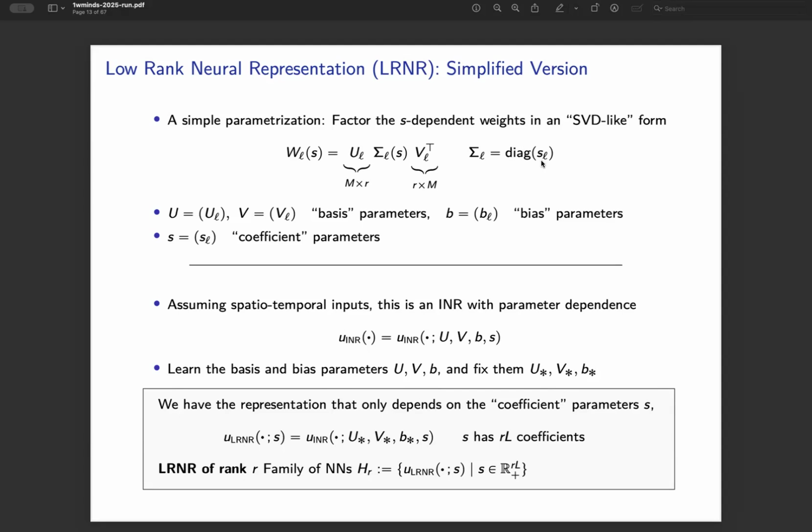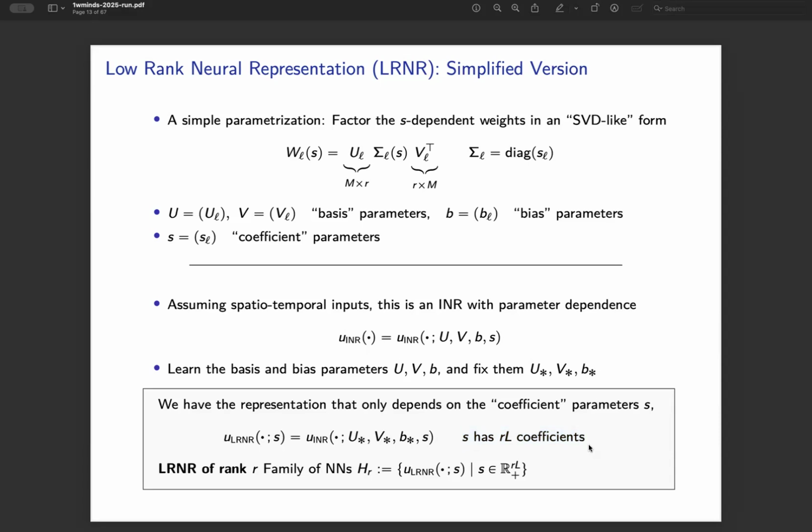So the idea is that we're going to learn the basis and bias parameters first, so U, V, and B, which form the left and right singular-vector-like matrices in each of the factorizations. And then we're going to fix them as U star, V star, and B star. Once these are learned and fixed, our INR really only depends on the coefficient parameters S. And of course, since these are only the diagonal entries of the sigmas, you only have very few of them, rather than having a dense matrix W, which could have lots of parameters. Now U and V are fixed, and if R is small, then across different layers you have S, R times L coefficients. The number of coefficients is not very big.